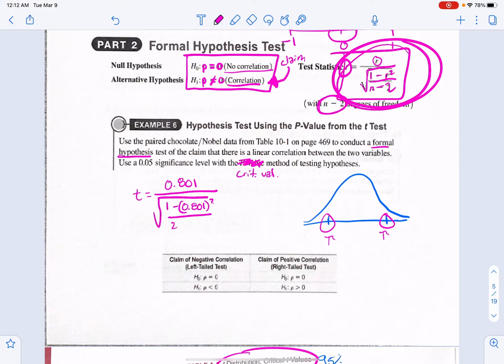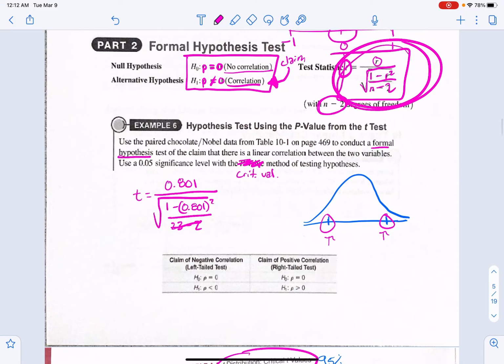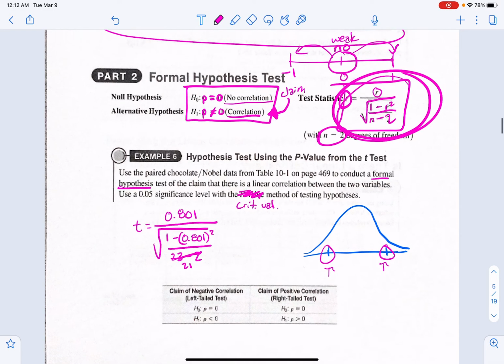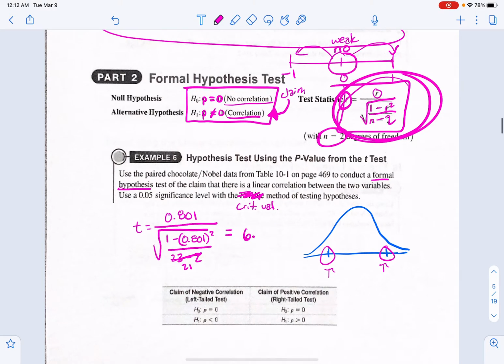N was 23. We had 23 pieces of data. Okay, so I can simplify this if I want to. This will be 21 on the bottom. And when you type that all into your calculator, practice typing that in, you should get 6.131, which is a pretty significantly high level.